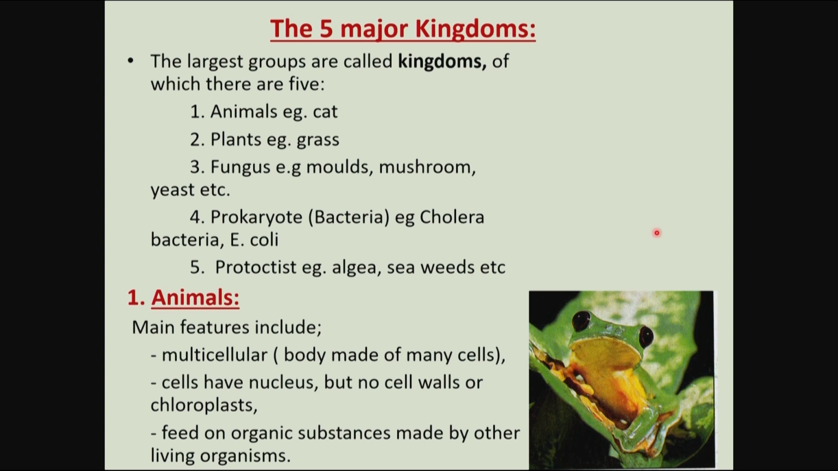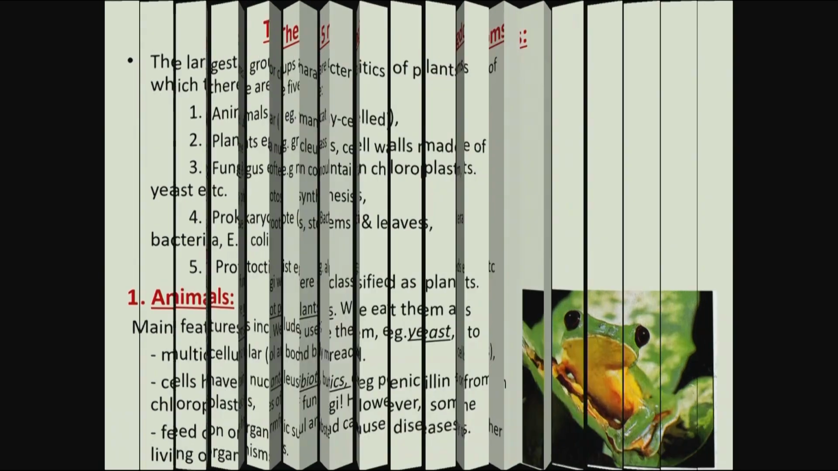What are some of the main features which make up an animal? Now, an animal has many cells. We have billions and billions of cells in your body. So we call them multicellular organisms. Multi means many, cellular means cells, okay? Now, the cells of animals have a nucleus. They have the other parts like the cytoplasm and the cell membrane, but they don't have cell walls or chloroplasts as found in plant cells. Okay? Now, animals, as I told you earlier, are heterotrophs. They feed on organic substances made by other organisms.